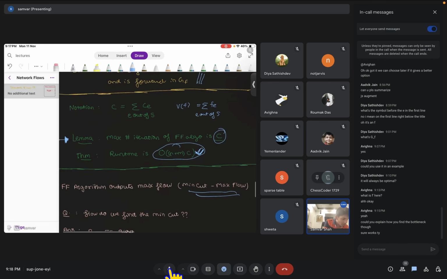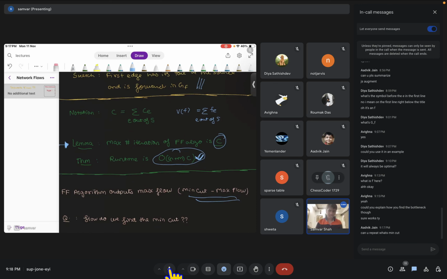So how do we find the min cut? I'm talking a lot about min cut, but okay. This is a question which you guys might want to answer right now. How do we find the min cut? Hint: use what we just learned. Okay, min cut is a partition of the vertex set into A and B such that A has the source, B has the sink, and you get max flow. Okay, so I'll give the first step: do Ford Fulkerson's algorithm.